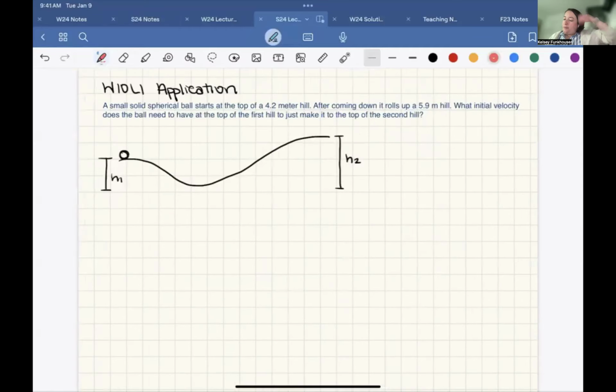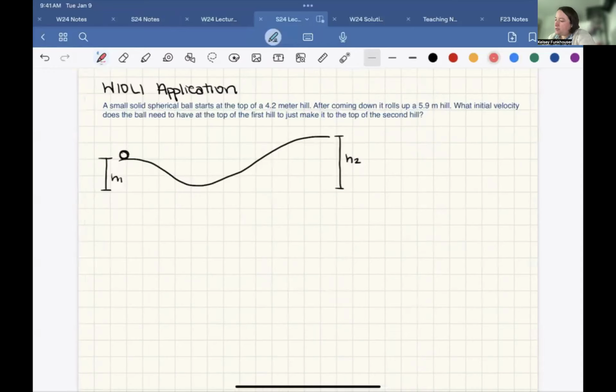Next up, this is from the week 10 lecture 1 application. I think that it was the only problem in the application, so I guess you could call it number 1, but it didn't have a number. So we have a small solid spherical ball at the top of a 4.2 meter hill. After coming down, it rolls up a 5.9 meter hill. What initial velocity does the ball need to have at the top of the first hill to just make it to the top of the second hill?